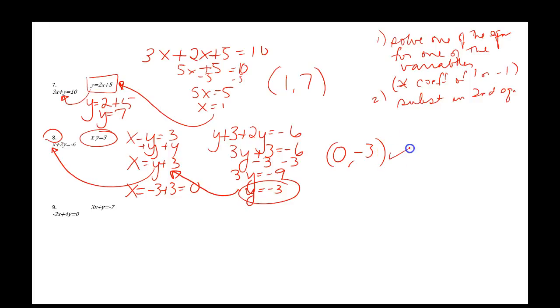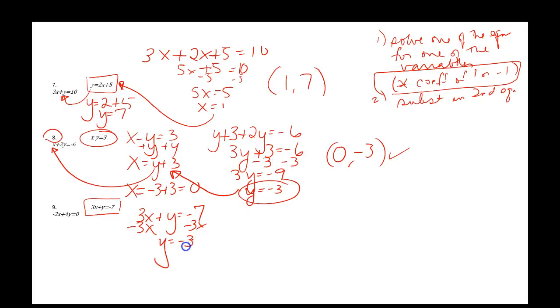And it does. Okay. Now, over here, remember, look for something that has a coefficient of 1 or negative 1. That makes your life easier. So I'm going to take this equation and solve for the y. Okay, and then y then equals negative 3x minus 7. Wherever y is in the second equation, I can substitute in negative 3x minus 7. So negative 2x plus 4 times this y equals 0. So let's distribute.